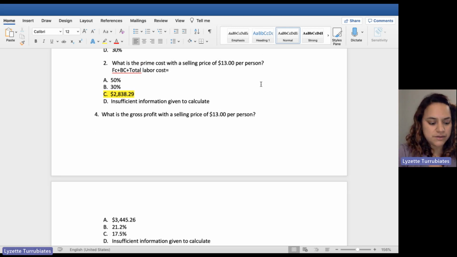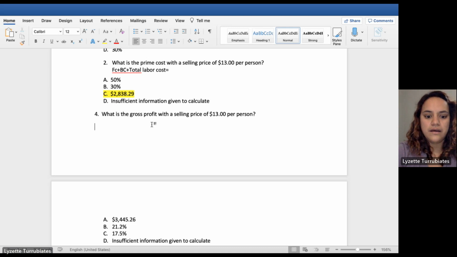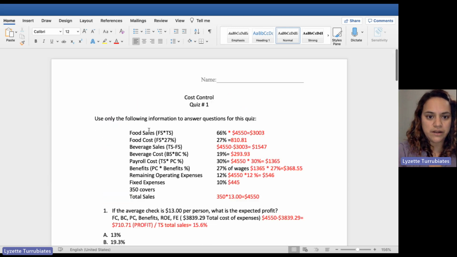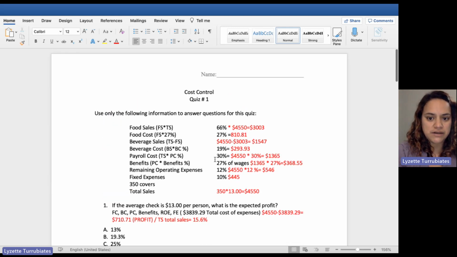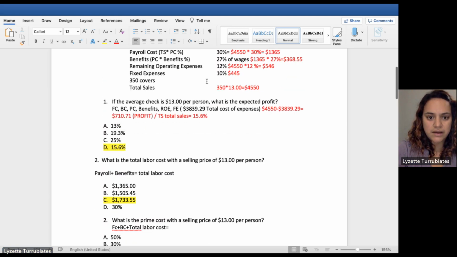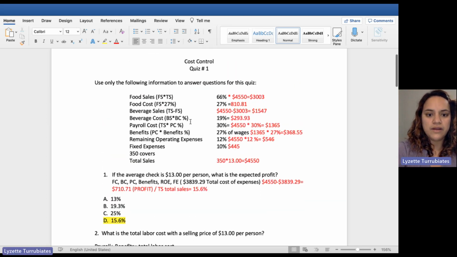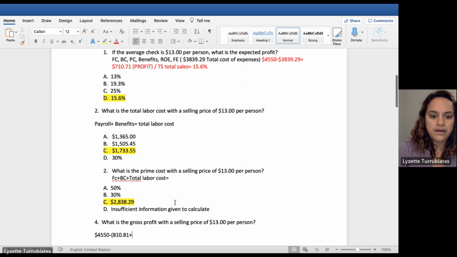So our total sales were 4,550. And we're going to be subtracting our total cost of goods. So we need to look at our food costs. So that's 810.81. Plus our beverage cost, 293.93.